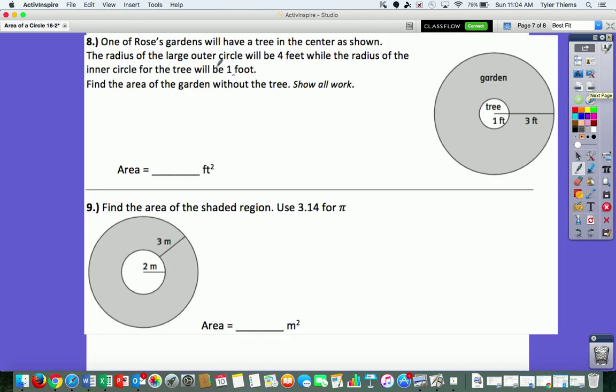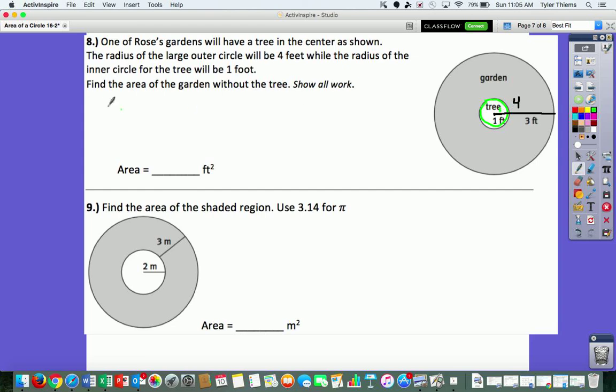For number 8, it says one of Rose's gardens will have a tree in the center. So this is a tree right here in the middle of the garden. So all this other stuff is garden around the outside, and she has a tree in the middle. The radius of the large outer circle is 4 feet. So from this center point all the way to the edge is this 1 foot here plus 3. That's 4 total feet. So the radius of the big circle is 4, while the radius of the inner circle of this tree part is just 1.